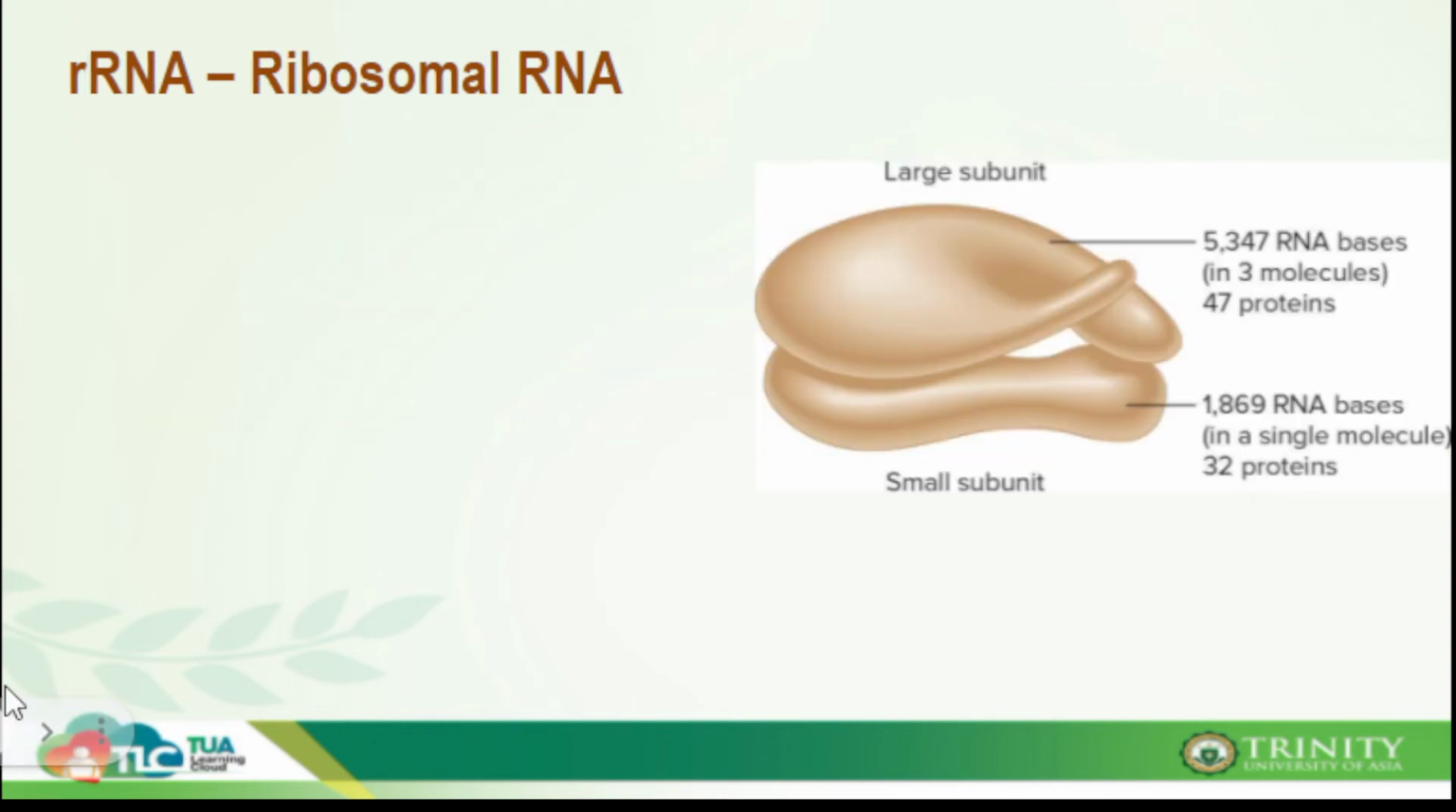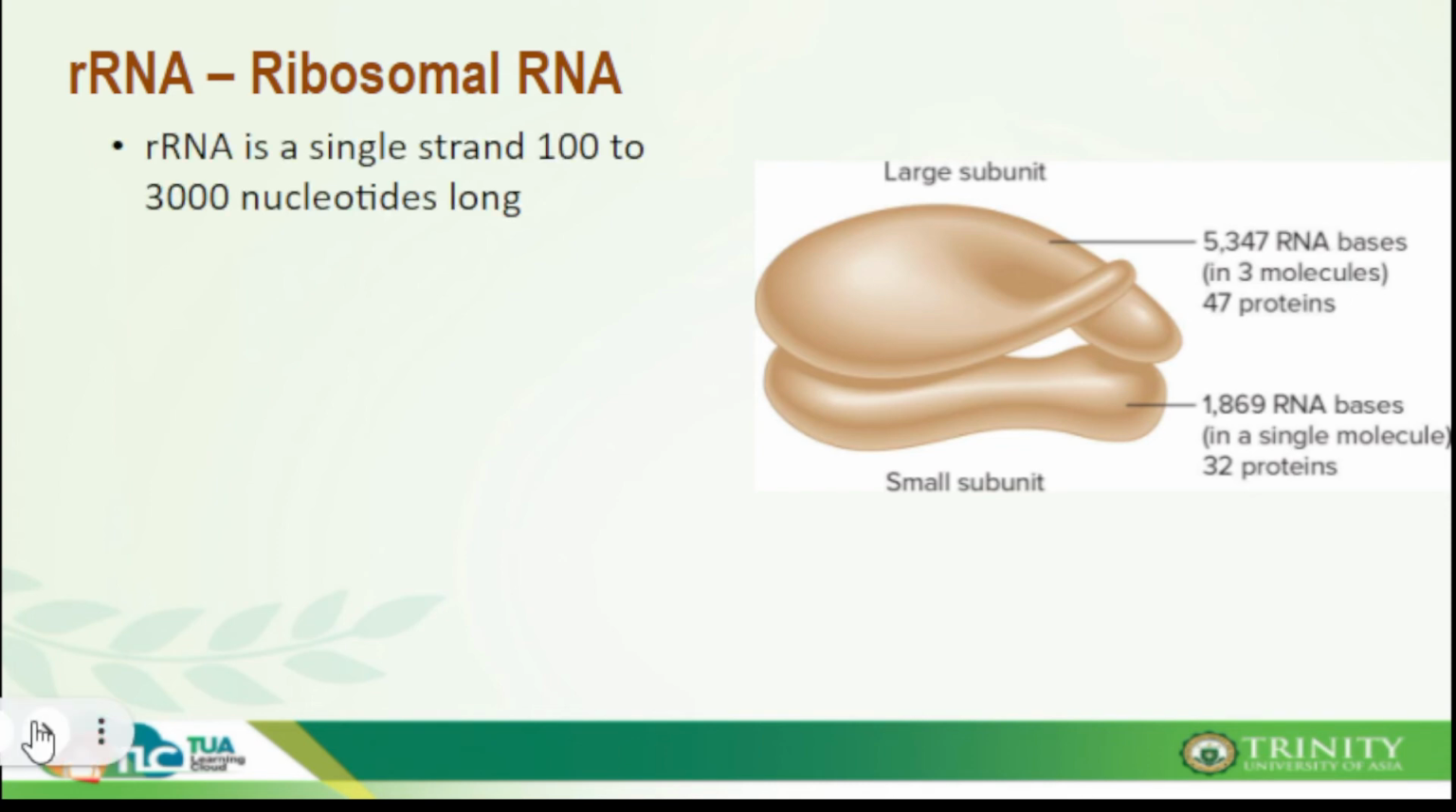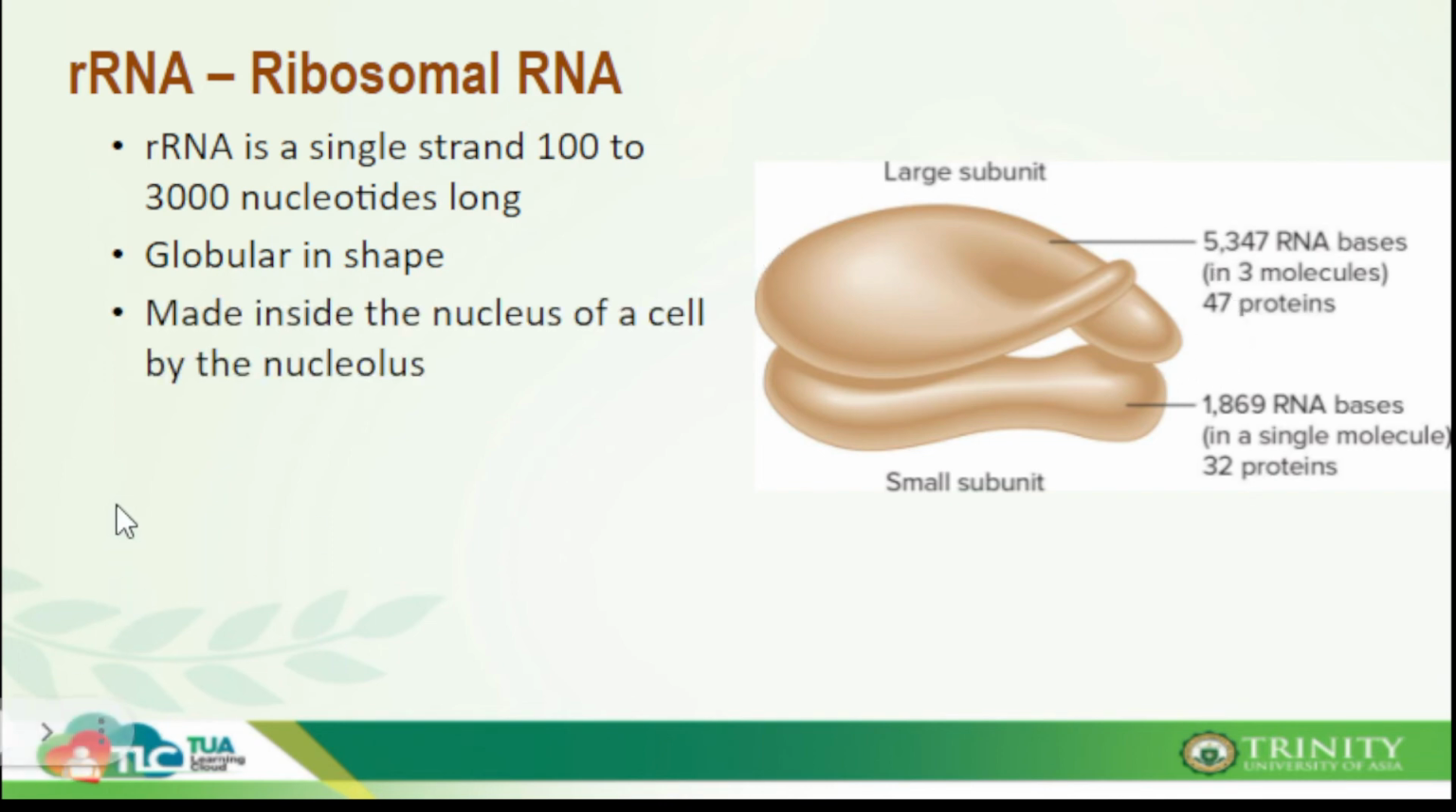Next, we have your rRNA or ribosomal RNA. Similar to your mRNA, it's a single strand composed of 100 to 300 nucleotides long. Unlike your mRNA though, it appears globular in shape. So ito guys, itong paikot na to, gawa siya sa single-stranded RNA. Pero yung shape, pabilog. Okay? Globular in shape. Your rRNA are made inside the nucleolus.